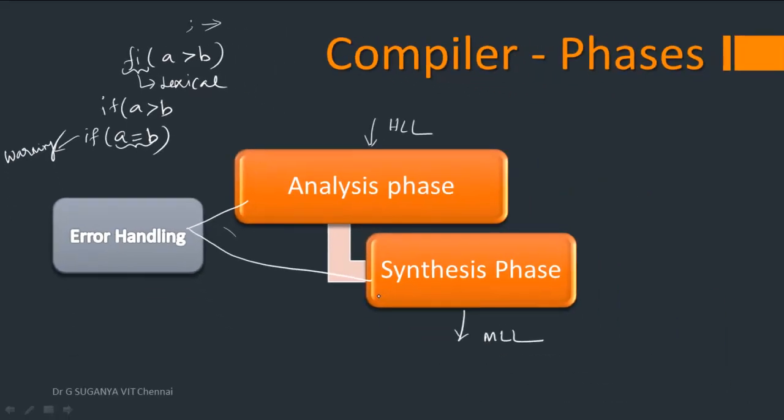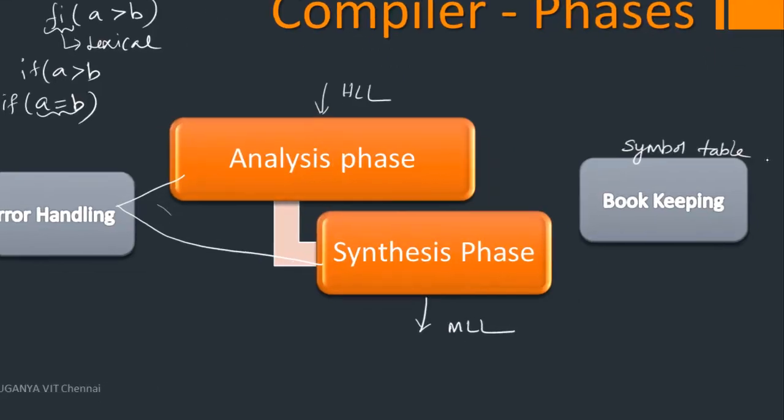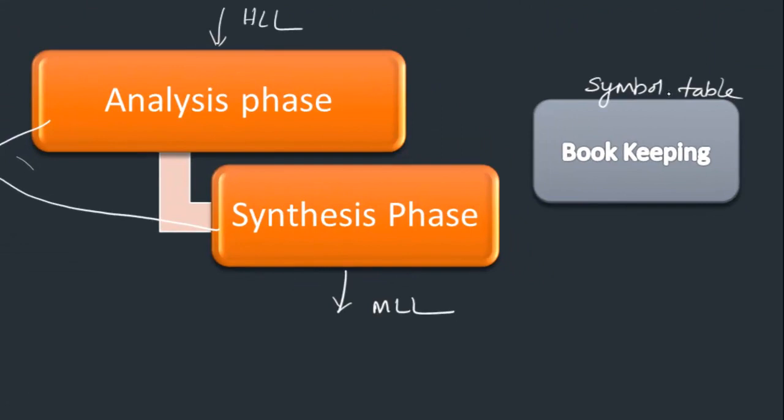The phase that is coordinating with all the 6 phases is said to be bookkeeping. This bookkeeping, in simple terms, you can assume to be the symbol table. The symbol table is just an array-type structure which is going to keep track of all the variables and the constants that are supported in a particular program.